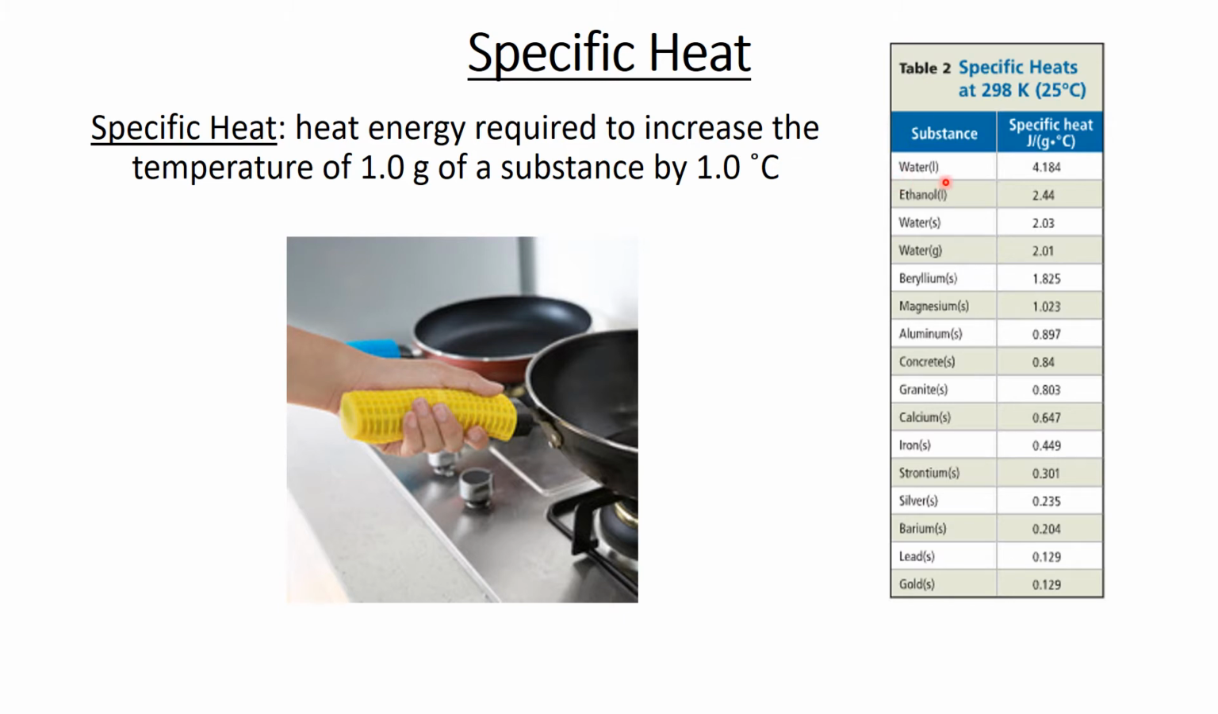As you can see, water has a pretty high specific heat, followed by ethanol. Ice is underneath. And as you'll see, these metals here all have pretty low specific heats. And then you have granite and concrete in the middle here. But metals have low specific heats because it is easy to heat them. It's easy to change their temperature. You don't have to put in a lot of energy to change their temperature.